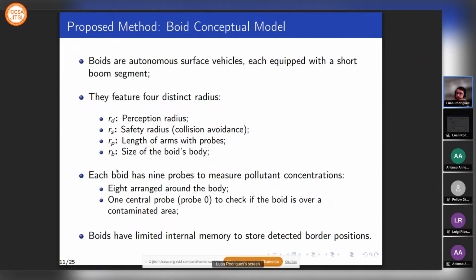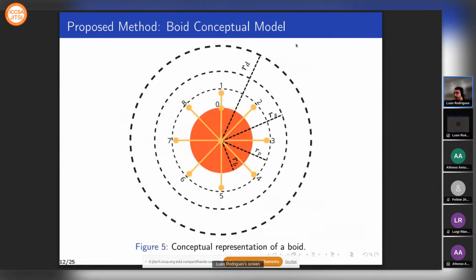So each void has 9 probes. 8 of them are around the void, and one is situated in the body of the void. They also have a limited internal memory, so they can store the position where they detect the pollutant, so they are able to maintain that position. Here we have the conceptual representation of the voids.